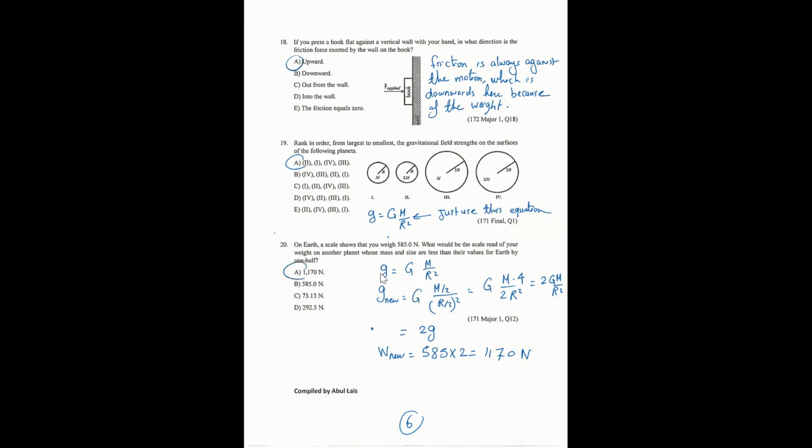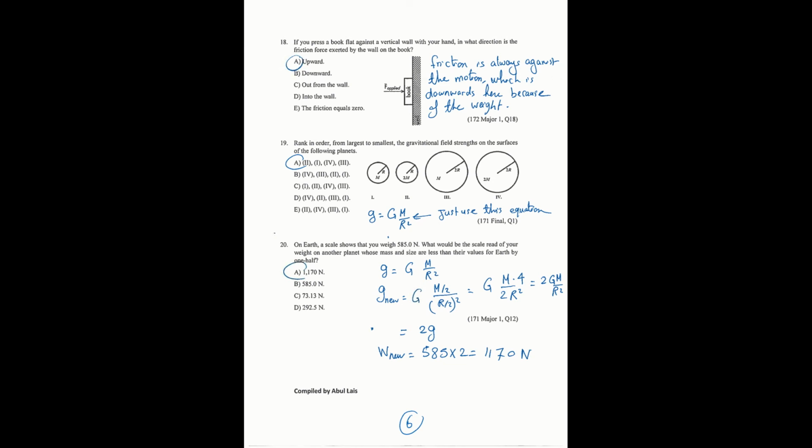Another problem about friction, it says that if you press a book flat against a vertical wall with your hand, in what direction is the friction force exerted by the wall on the book? So I guess this is just a repeat from another problem, where you see that you press this way, but which way the block will fall if you remove your hand. If you remove this applied force, the block will fall like this. The friction must be upwards.